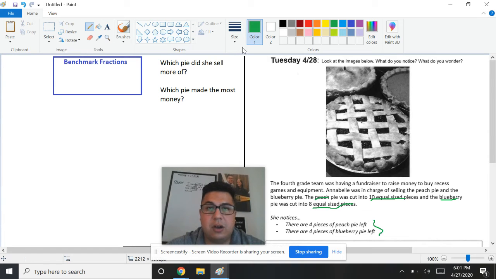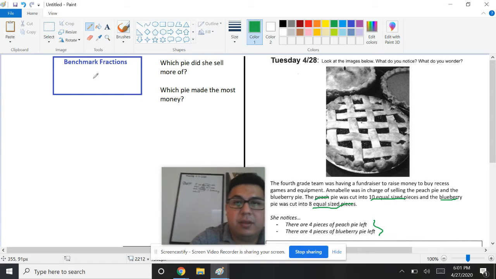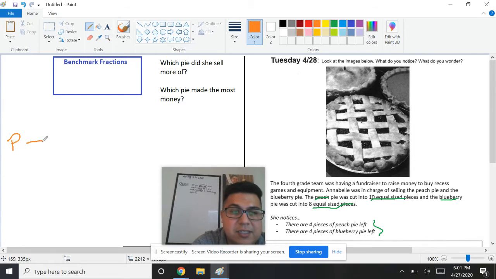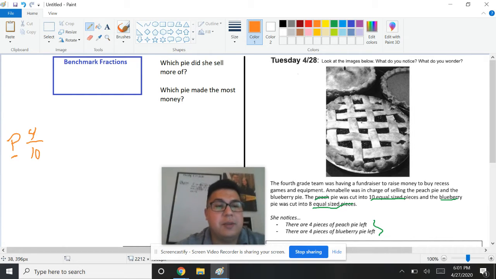So we can start off by writing the fraction. So the peach pie, let's make it orange. In the peach pie, we know that there is 10 equal slices. So the 10 is going to represent our denominator, which is how many units we have. And then we also know that there are 4 pieces left. So we can write 4 there. So 4/10 is how much of a fraction we have left of our peach pie.